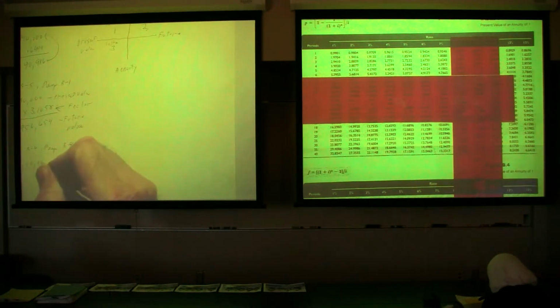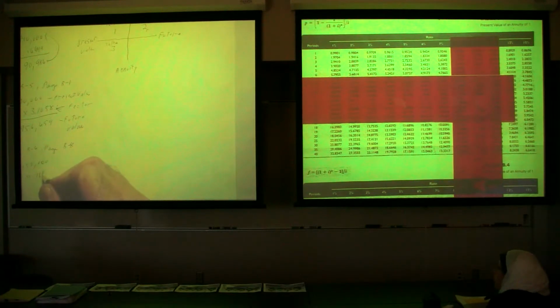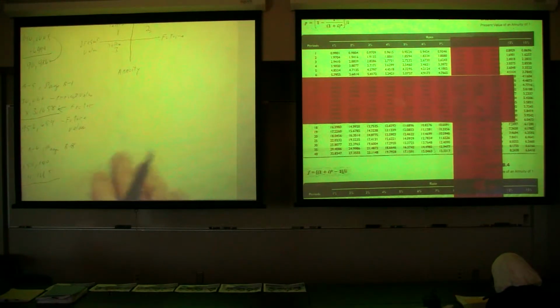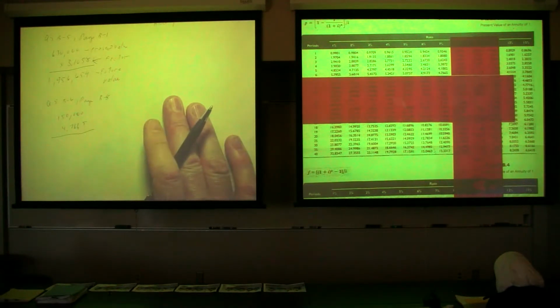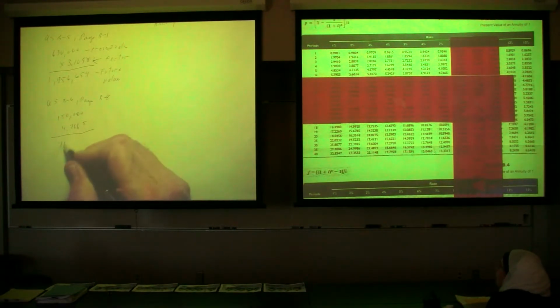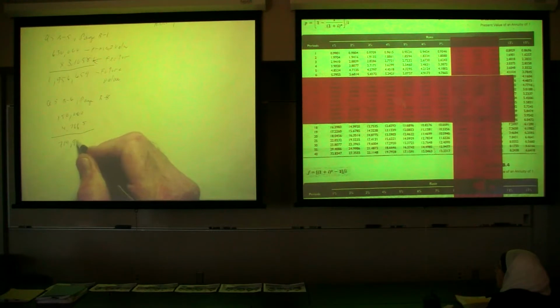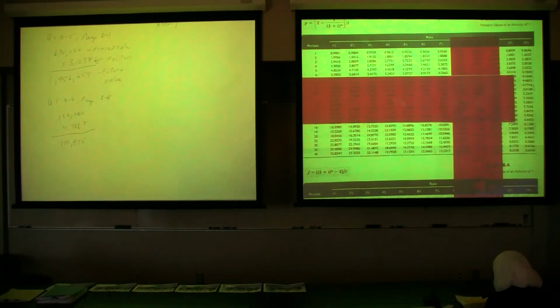150,000, so this is the annuity. The factor is 4.7665. So the present value of all of that future cash flow is 714,975. So if you pay less than this, you will be ahead. If you pay more than this, it'll be a money loss. Okay?